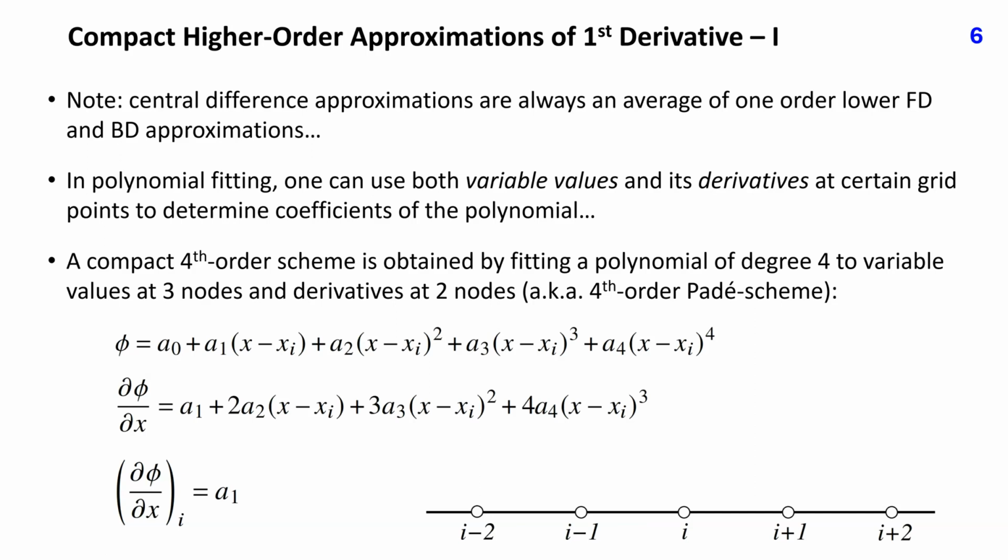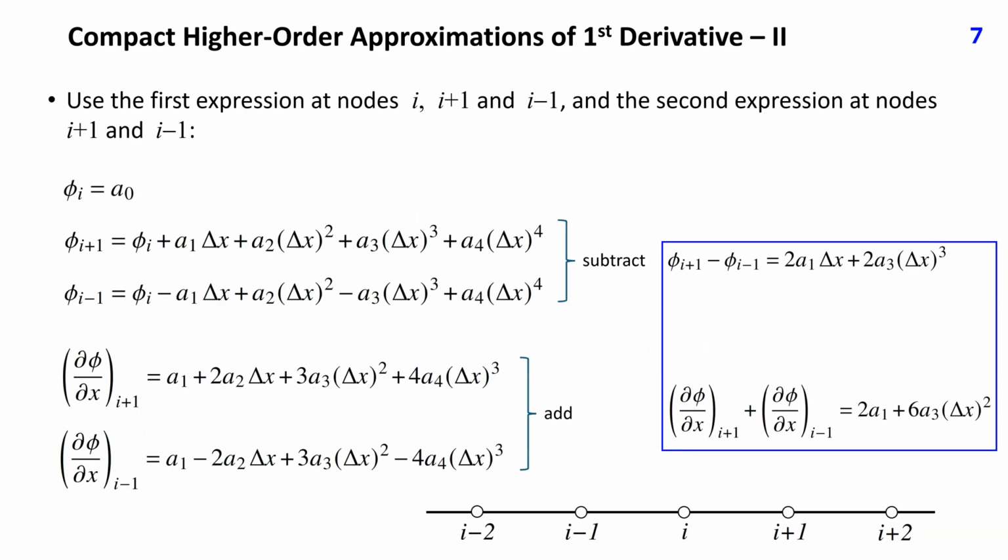This is the expression for a polynomial of degree 4 centered around node I, and this is the corresponding expression for its derivative. Because we are looking for an approximation of the derivative at x equal xi, we only need to determine the coefficient a1, because all other terms in this expression become 0 at location x equal xi. By forcing the polynomial to function values at nodes I plus 1, I, and I minus 1, and its derivative to derivatives at nodes I plus 1 and I minus 1, we obtain the following 5 equations with 5 unknown coefficients, a0 to a4, when the grid is uniform with a spacing delta x.